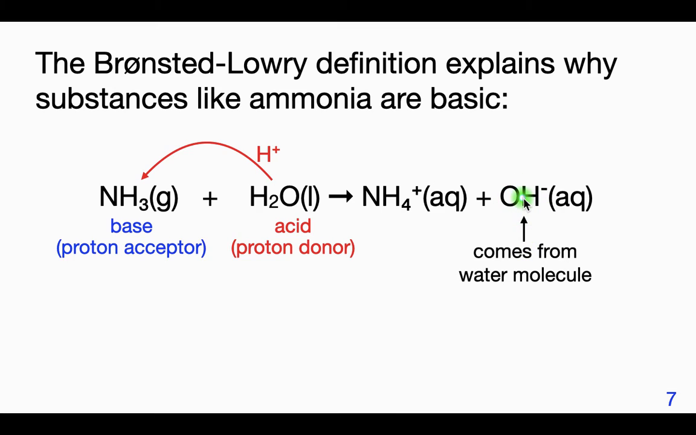So the Arrhenius definition was that a base is a compound that contains hydroxide, but in the Bronsted-Lowry definition, the hydroxide ion comes from the water molecule. So that can explain why a compound, through its interaction with water, is able to produce the hydroxide ion. Not directly, but indirectly.